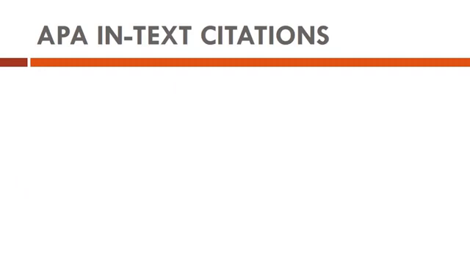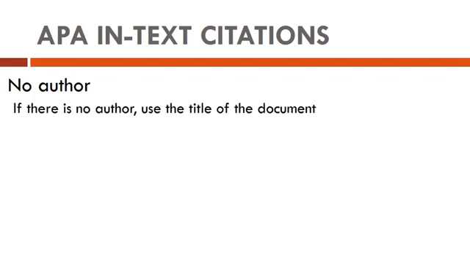There are some situations you might come across when you are writing when some of the information you need to do your in-text citation is not available. It's important that you know what to do if you are missing a piece of information. If you do not know the author's name, for example, if it's a government or an organization that has published the document, you're going to use the title of the document in the place of the author's name.